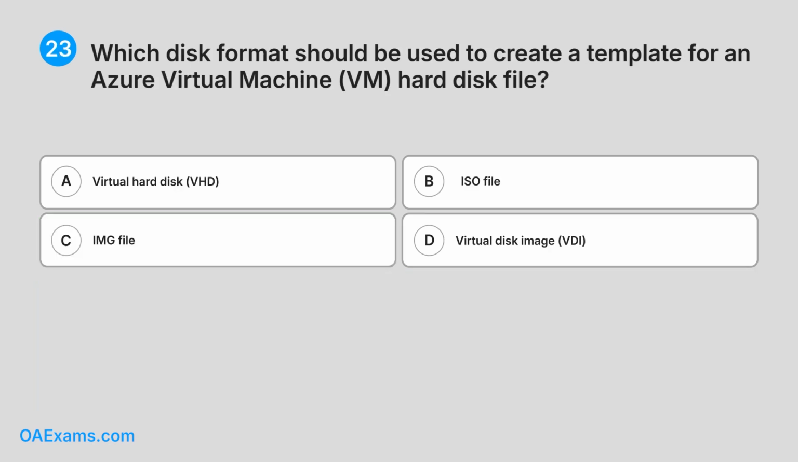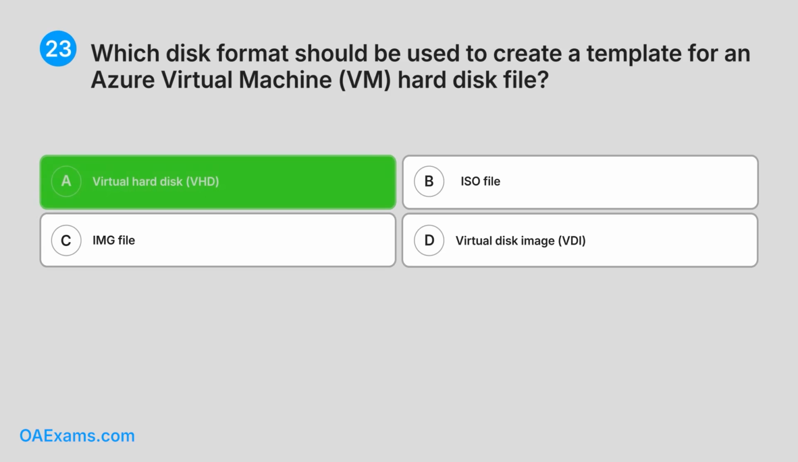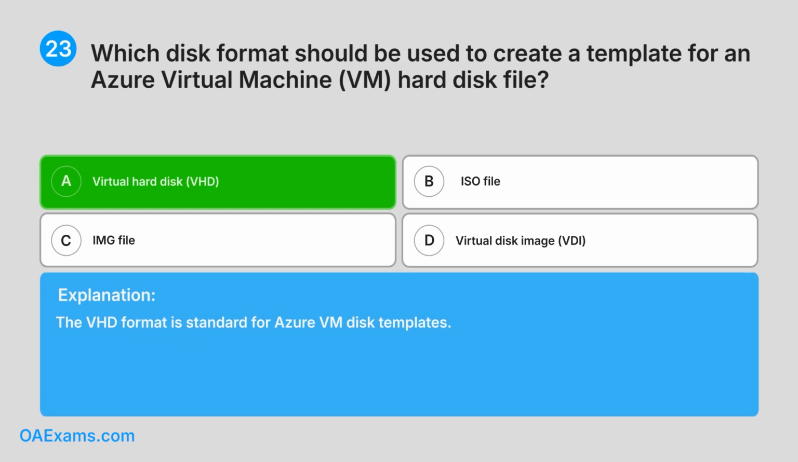23. Which disk format should be used to create a template for an Azure Virtual Machine (VM) hard disk file? A. Virtual hard disk (VHD), B. ISO file, C. IMG file, D. Virtual disk image (VDI). What do you think is the answer? Correct answer: A. Virtual hard disk, VHD. Explanation: the VHD format is standard for Azure VM disk templates.